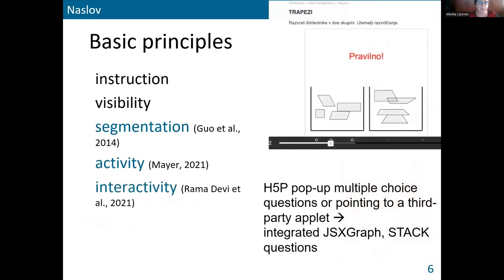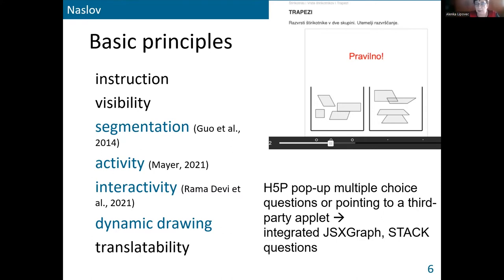Then we have the next part of the principles, segmentation, activity, interactivity, and dynamic drawing. Segmentation is connected to the length of the video. Research showed that university students were able to look at educational video for 6 minutes. Half of them could last 9 minutes. After 9 minutes, all university students couldn't follow the video lecture anymore.